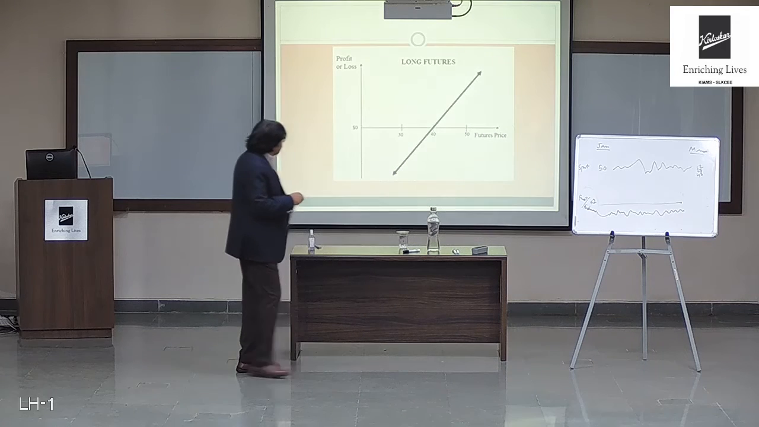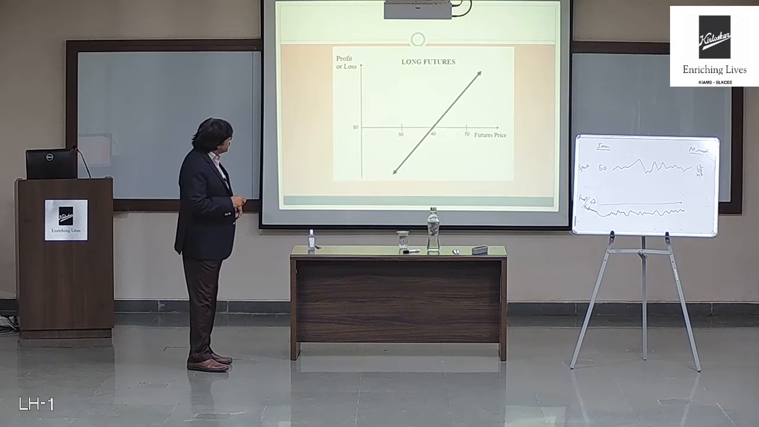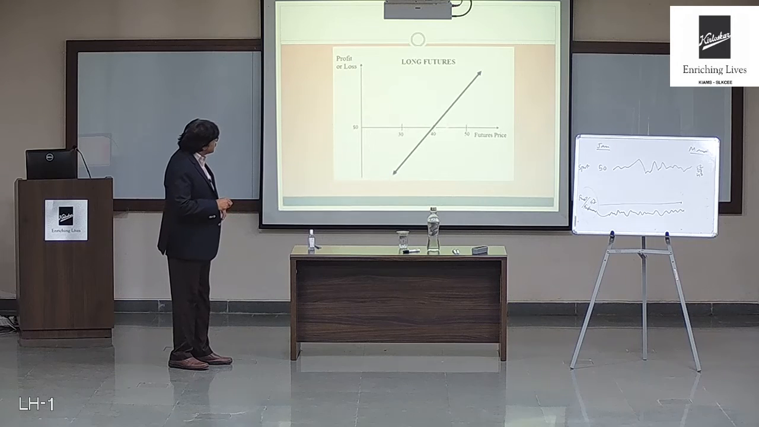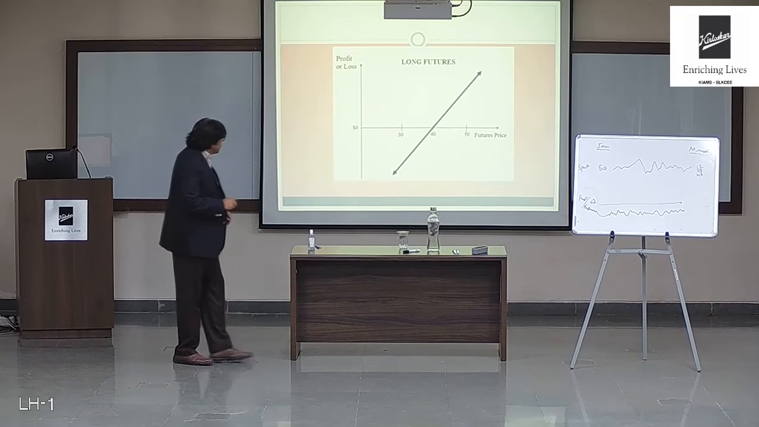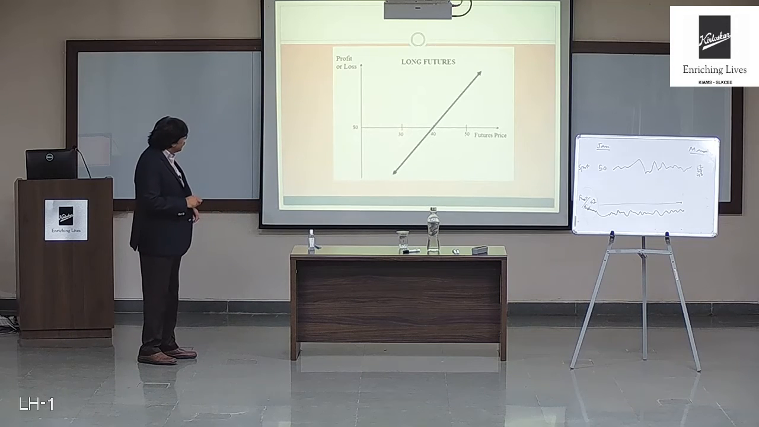So you can see that if the contract price is 40 and the futures price goes to 50, then the person who has signed the contract at 40 will buy at 40. Whatever happens to the futures price in the market, he will buy at 40. And since it is being traded at 50 presently, he will sell the futures contract at 50, having bought at 40. So there is a profit of 10. And we saw this in the previous class.